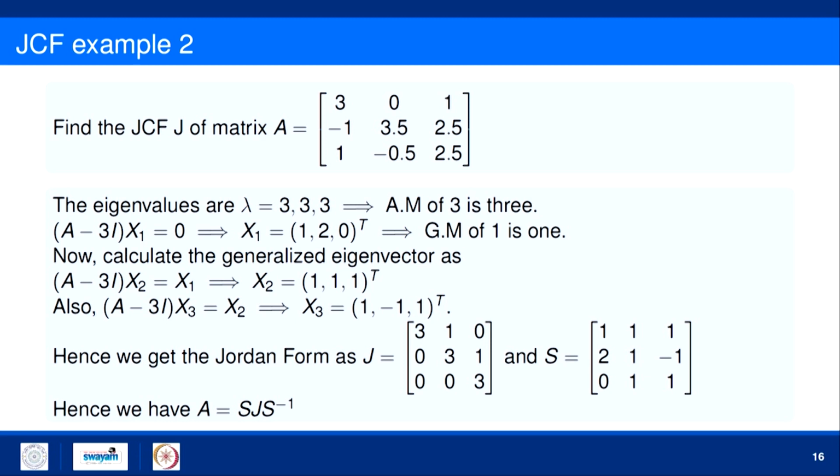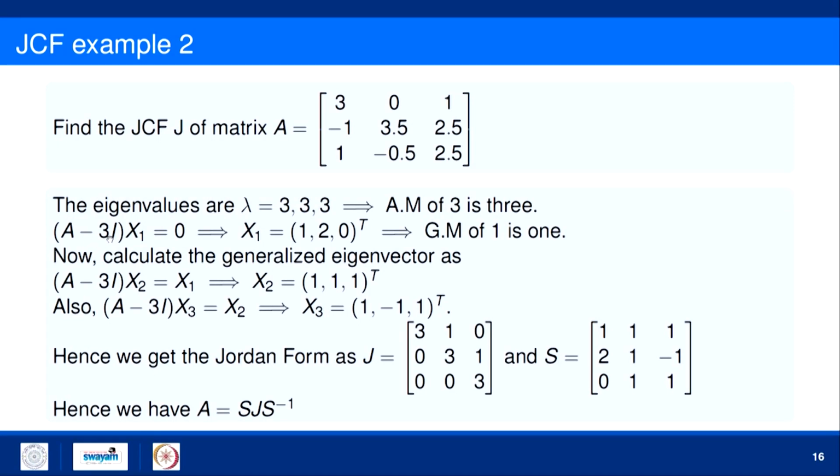Another example, it is a very interesting example. You see this matrix A, again a 3 by 3 matrix. The eigenvalue of this matrix comes out to be 3, 3, 3. So, the eigenvalue is 3 with algebraic multiplicity 3. In the Jordan canonical form of A, there will be Jordan blocks whose sizes total 3 corresponding to the eigenvalue lambda equals 3. If I calculate the eigenvector corresponding to lambda equals 3, then A minus 3I x1 equals 0 gives me x1 equals 1, 2, 0. Hence the geometric multiplicity is 1.